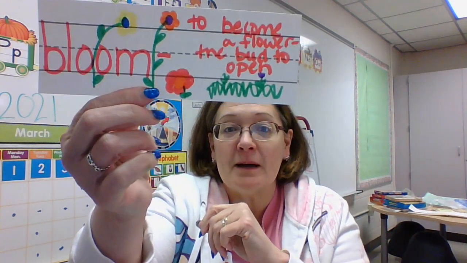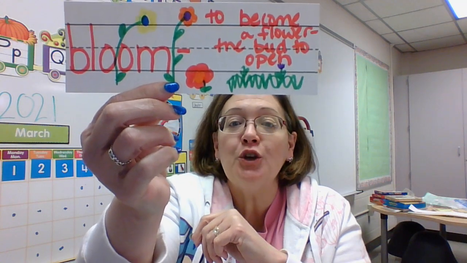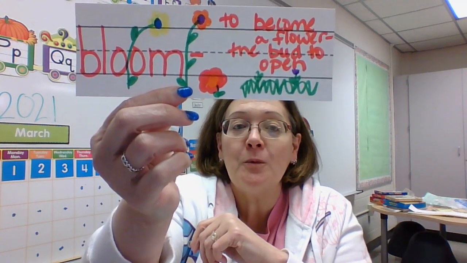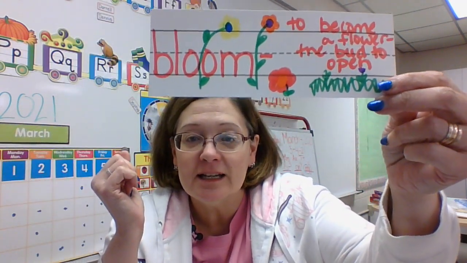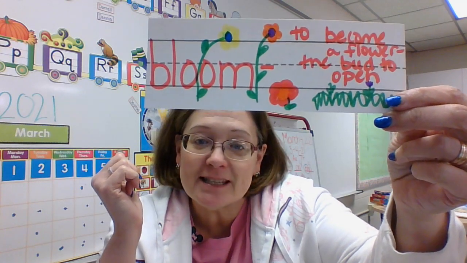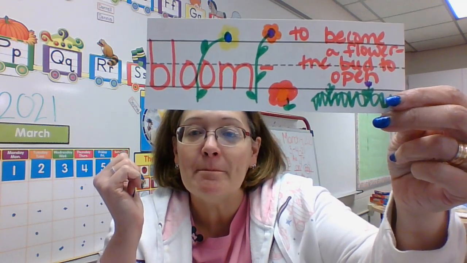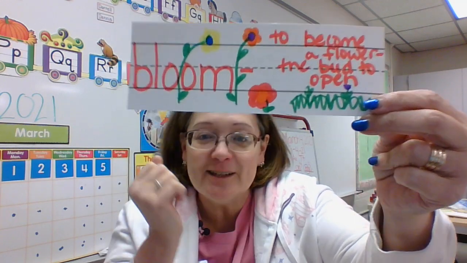First one, bloom. Can you say it? Bloom. What letter do you hear at the beginning? B, b, b. That would be a letter B. Make the B sound. Bloom. And we have an M at the end of the word.